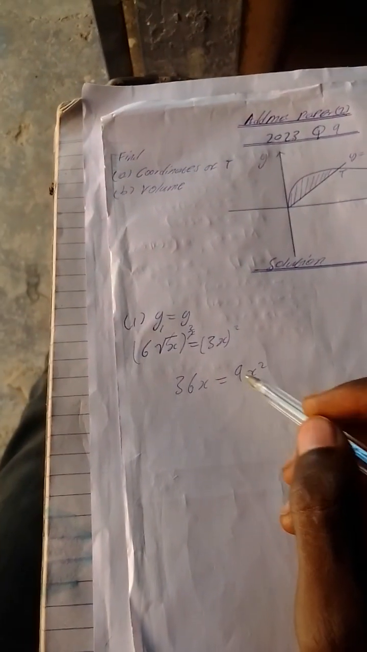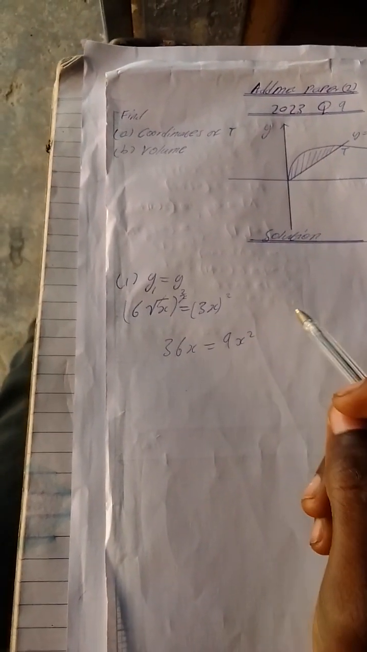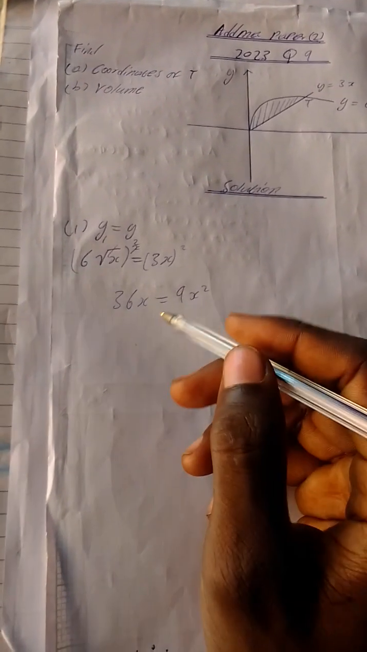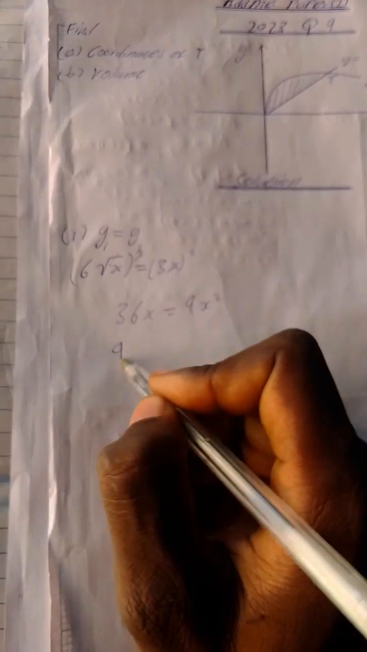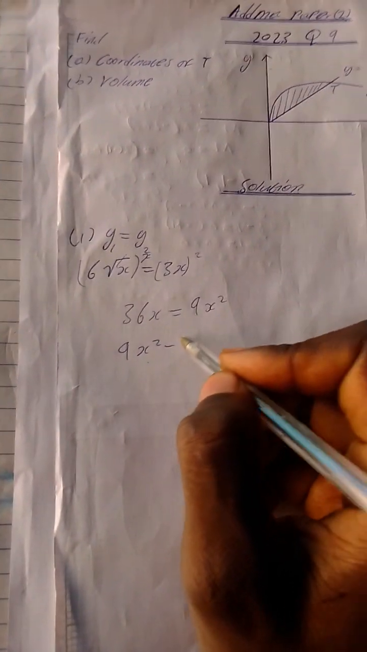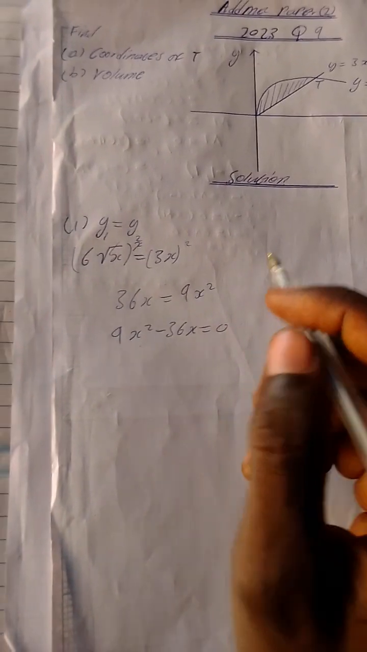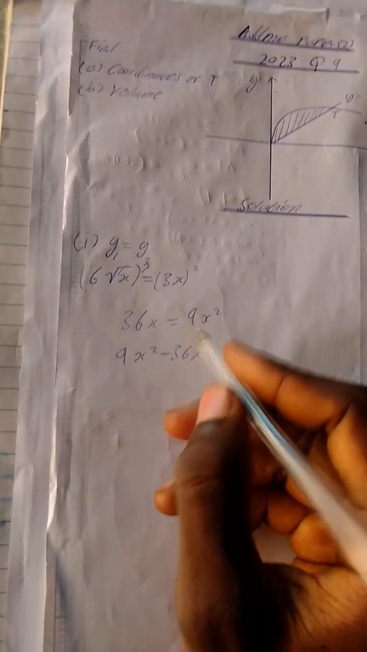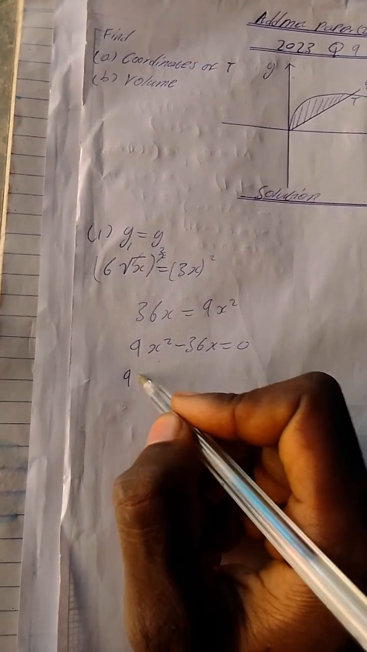After removing the square root, the next step you need to do is find the value of x. So how are we going to find the value of x? You take 36x onto the other side, to be 9x squared minus 36x is equal to 0. Now we just solve for x. So what you do is factorize. That's the best way to say it. When you factorize, 9 will be out, x will be out as well.